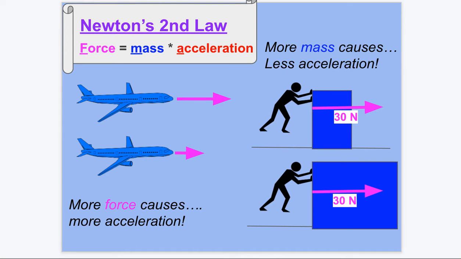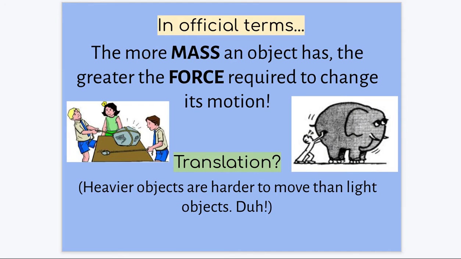So, more mass causes less acceleration. We are not going to be able to go as far if it has more mass. And then more force causes more acceleration. The harder you push something, the farther it's going to go, the faster it's going to go. Okay? In official terms, the more mass an object has, the greater force required to change its motion.